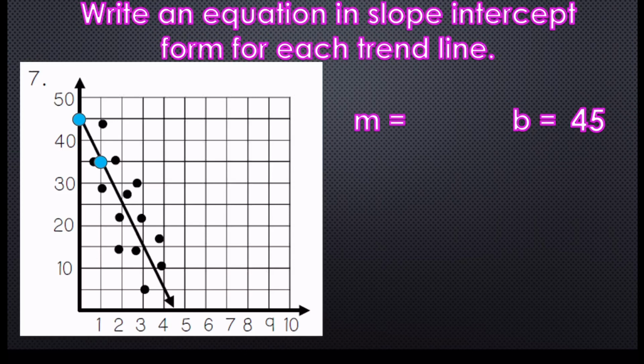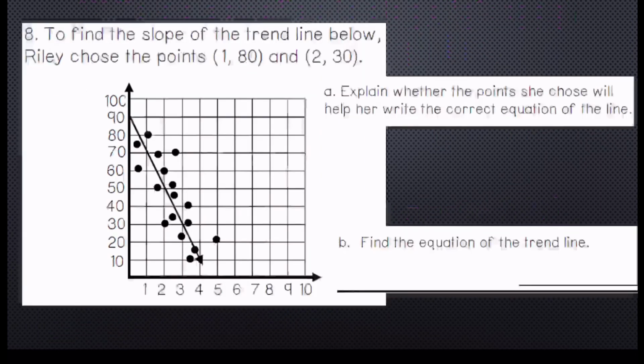You have to read your intervals, ladies and gentlemen. From that first point to my next point, I'm actually going down 10. And then my x-axis is every 1, so I go right 1. So I end up with y equals negative 10x plus 45. So why have these? Well, we can interpret data and we can use these equations for things.